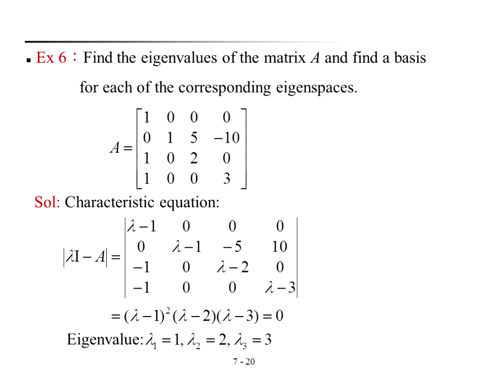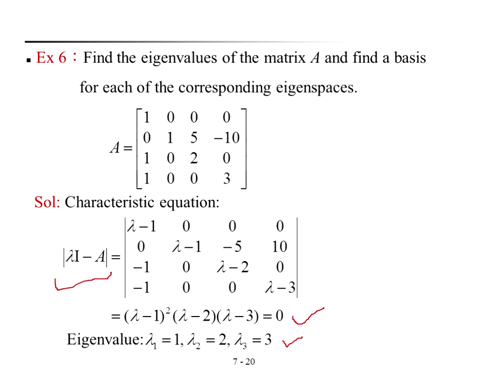So first of all, write the characteristic equation, lambda I minus A. It is the characteristic equation, and we are going to solve this. The roots of this equation are lambda1 is equal to 1, lambda2 is equal to 2, lambda3 is equal to 3. So these are called the eigenvalues of the matrix.